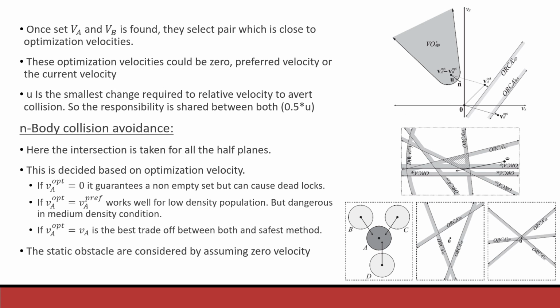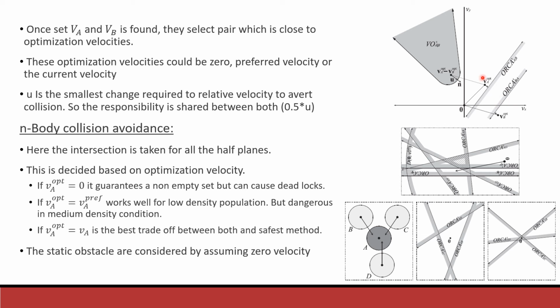So once we have these sets of velocities, then we need to find within them the pair that is closest to our optimization velocities. Now the selection of optimization velocities could either be 0, the preferred velocity, or the current velocity of the object. Our goal is to find the minimum control input, which could be a velocity, that will help us escape the VO. And the optimal way would be to take the normal along it and some distance from it called u. And this will create some half planes in our diagram.